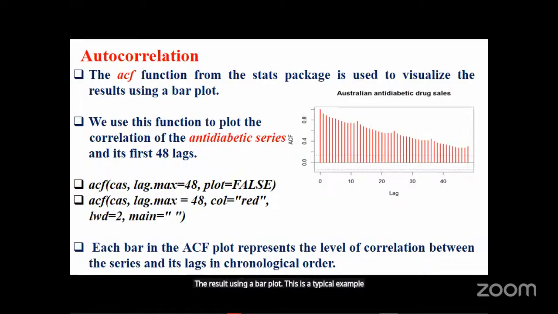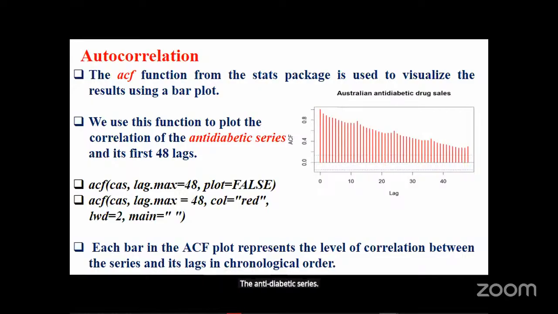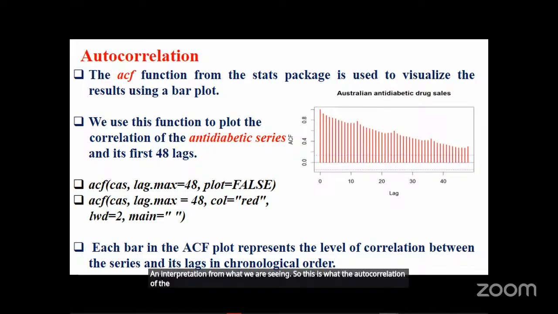This is a typical example. When you subject your time series data to check the autocorrelation, we use the function to plot the correlation of the anti-diabetic series and its first 48 lags. So now let's look at this very well, and we are going to make an interpretation from what we are seeing. This is what the autocorrelation of the anti-diabetic drug is giving us.